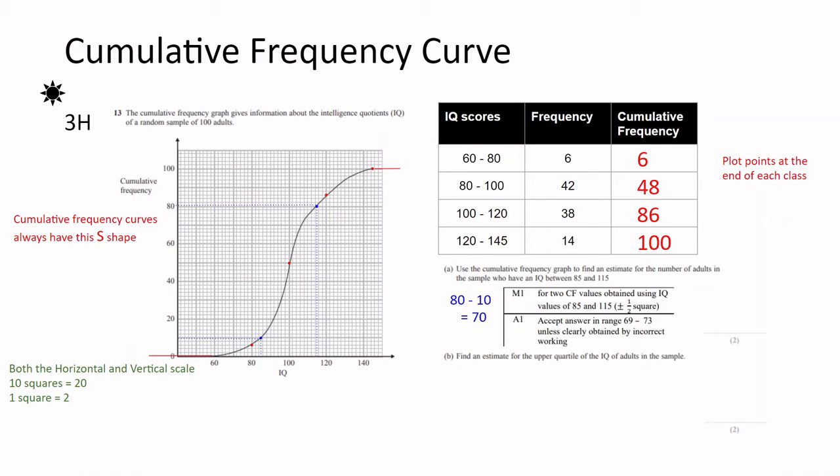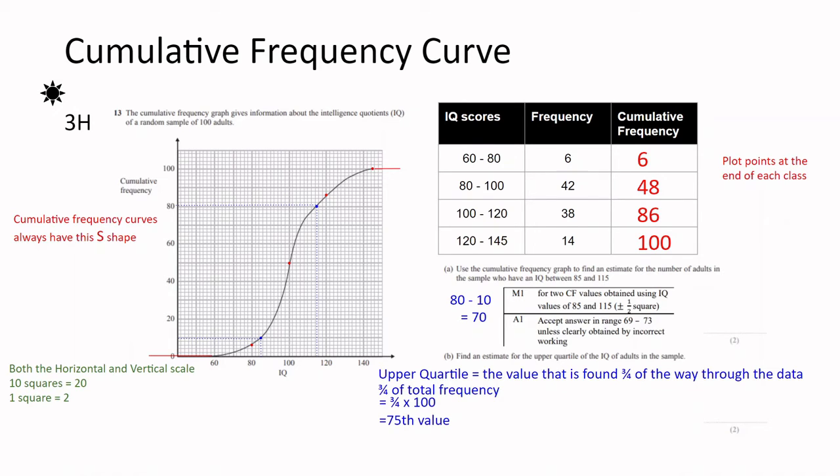For question B, the upper quartile IQ value for adults in the sample. For this, you need to remember that a quartile should remind you of a quarter, and the upper quartile is the third quarter. The first quarter is a quarter of the way through the data. The second quarter is actually the median, the middle of the data. The third quartile is 3/4 of the way through the data. If you thought that the upper quartile was the fourth quarter, that would just be the last value, the highest value. So we're looking for 3/4 of the way through the data. And 3/4 of the way through the data, we're looking at 3/4 of the total frequency, which was 100. So 3/4 of 100 is a 75th value.